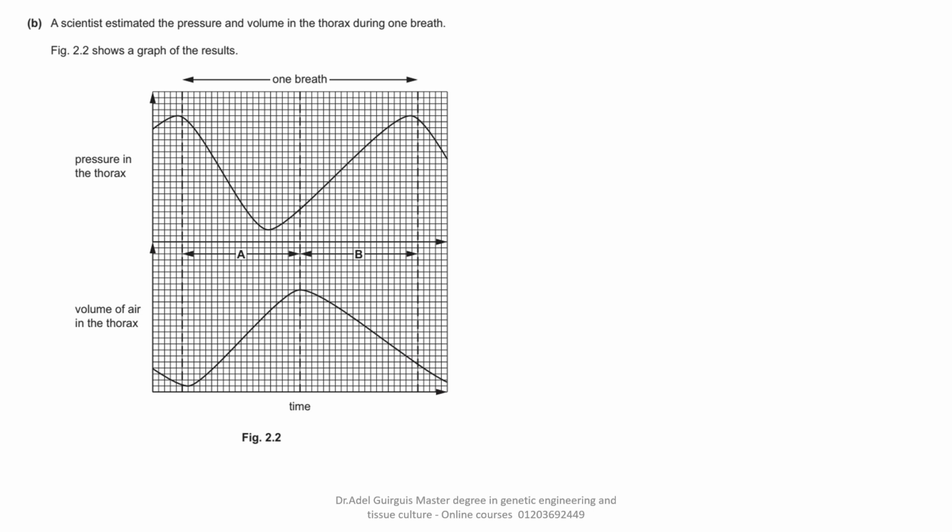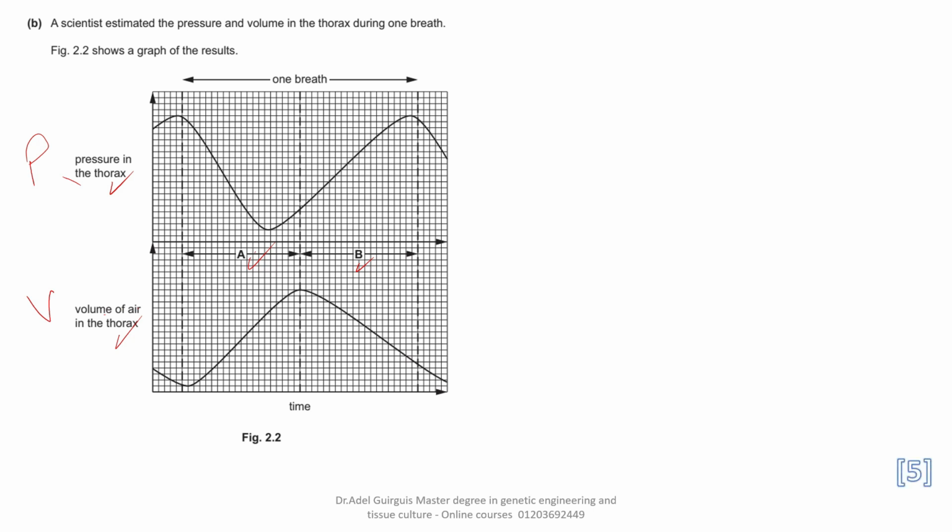Scientists estimated the pressure and volume in the thorax during one breath. Figure 2.2 shows a graph of the results. Here, letter A, letter B: pressure in thorax, volume of air in thorax. So pressure and volume, now, through time.